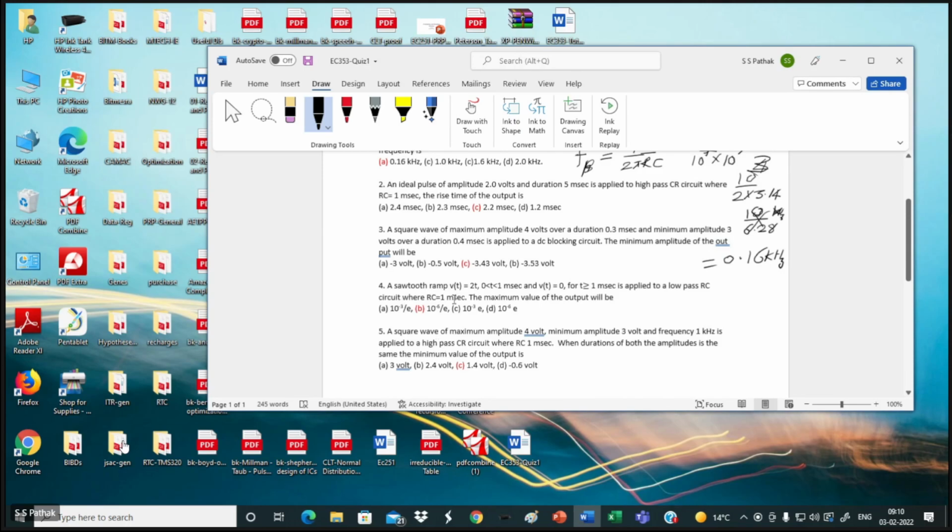Fourth one. A sawtooth ramp. V of t is equal to 2 into t. Slope is 2 going from 0 to 1. I'm trying here. Question number 4. Your ramp is something like this, going from this. T is your 1 millisecond. This is my T. This is my 1 millisecond.